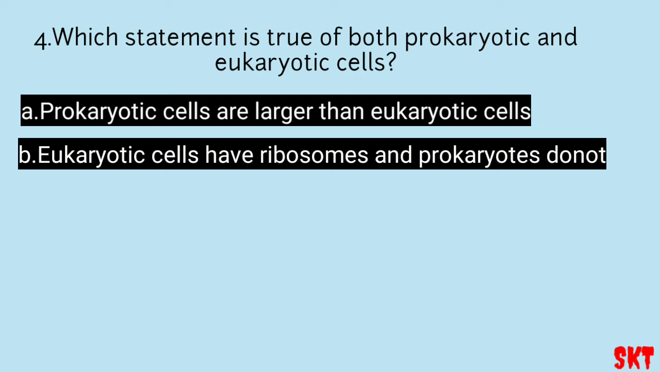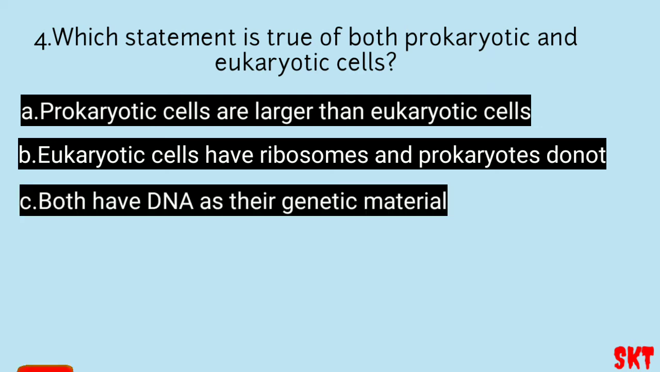Option B is also wrong. Both prokaryotes and eukaryotes have ribosomes. In prokaryotes, ribosomes have three separate RNA molecules, whereas eukaryotes have four separate RNA molecules in their ribosomes. And the option C, both have DNA as their primary genetic material. The option C is right and true for both prokaryotes and eukaryotes.